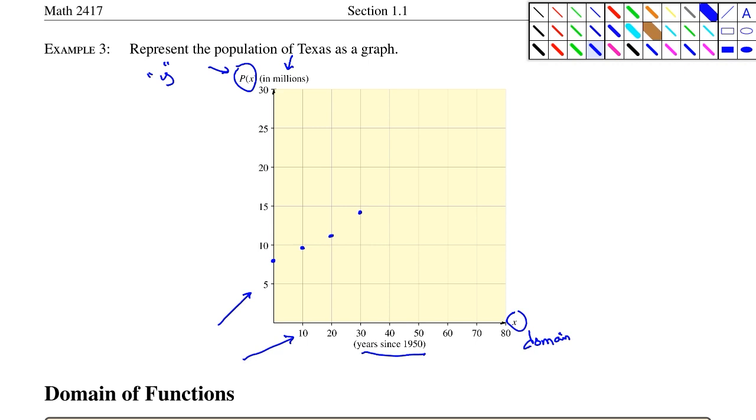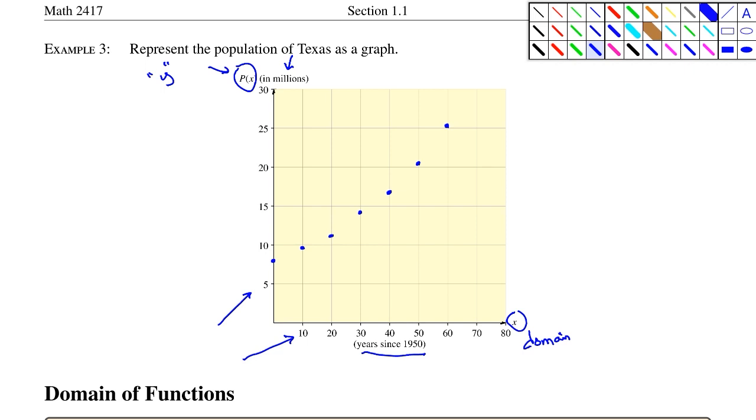40, 17. And I'm just graphing the points from the previous page. 20.9, somewhere around there, maybe. And then 25.1, about right there. Now those are the actual data points that were given to us in the chart.